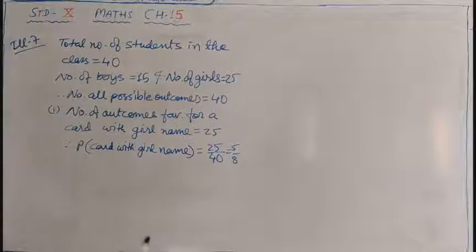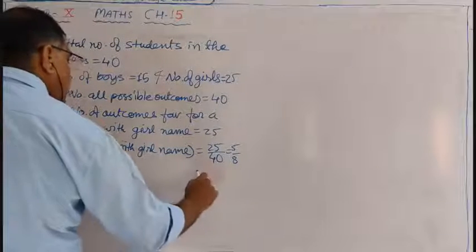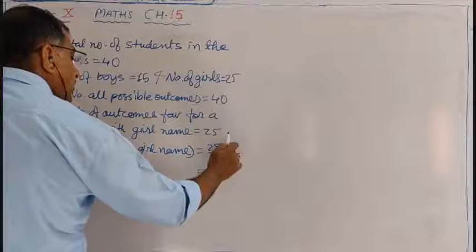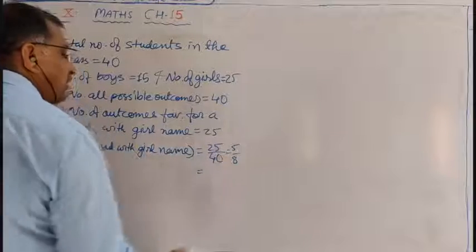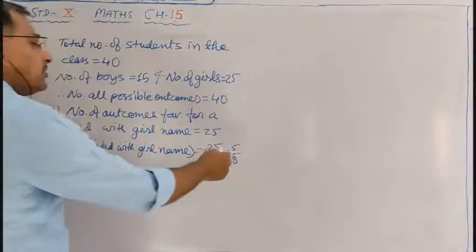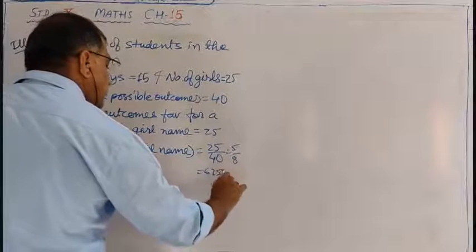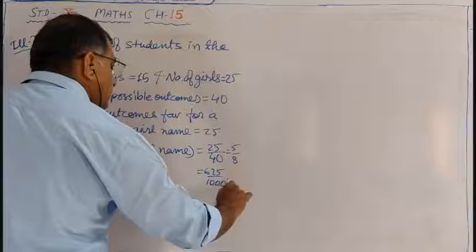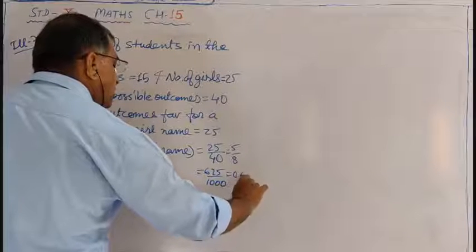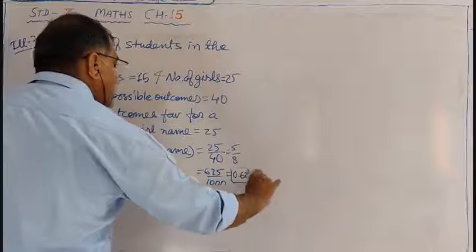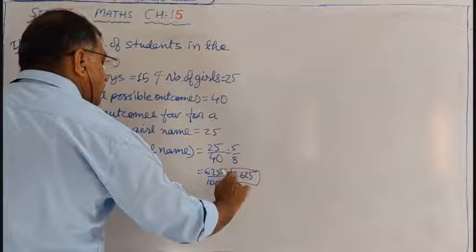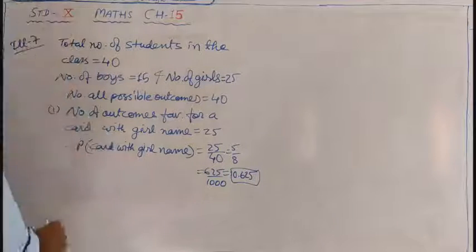Also this can be converted into decimal, and so to convert it into decimal we can multiply 8 by 125, that is 1000. So 5 multiplied by 125 is 625, divided by 1000, and that is equal to 0.625. So whenever it is exactly possible to convert it into decimal, we must try.